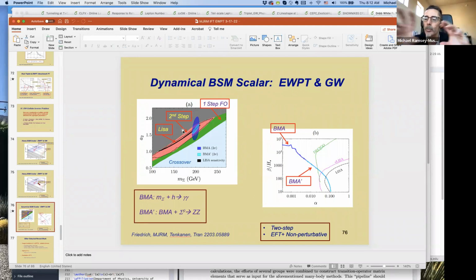And you could ask where could we piece together the collider information, direct, indirect, precision, and then gravitational waves to test whether or not they all coincide or not. That's really the moral of this story. So I would play the same game in that case.